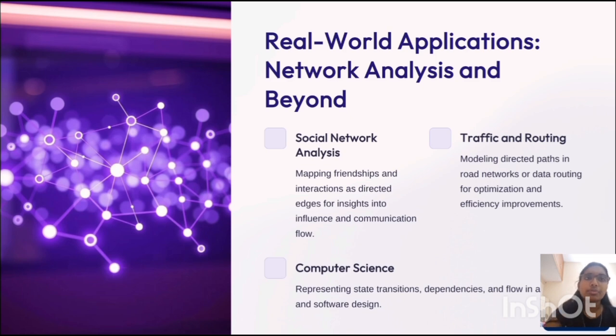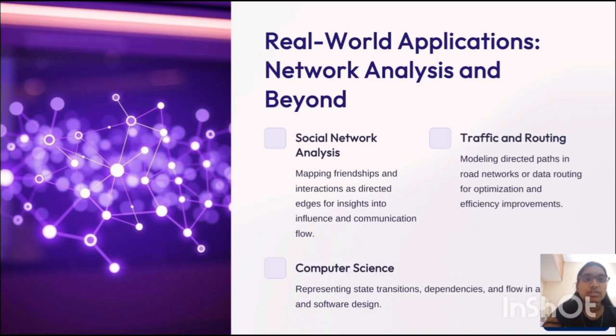What is 0, 1 matrix and what are its real world applications? So, the network analysis and beyond. So, there are 3 points. So, the first one is social network analysis, and the second one is traffic and routing, and the third one is computer science.